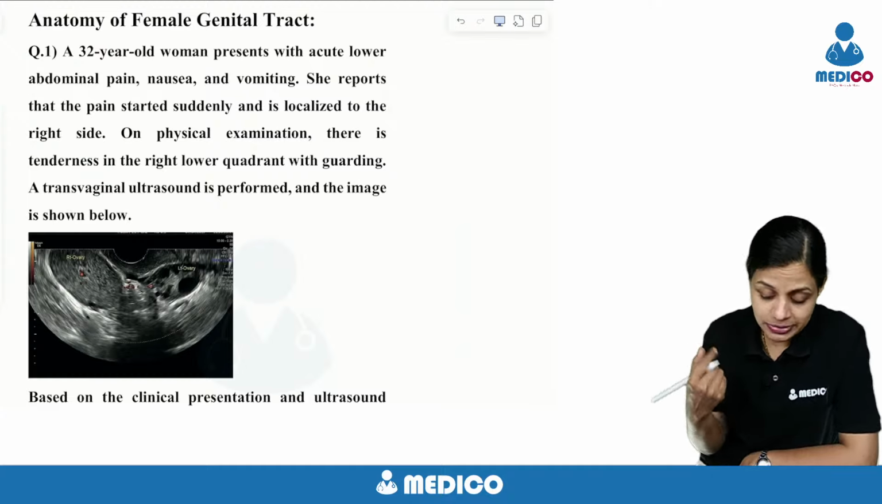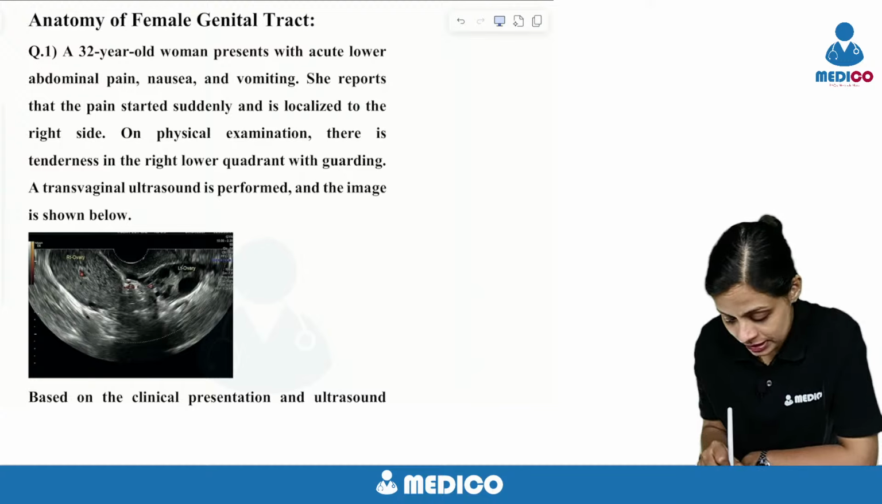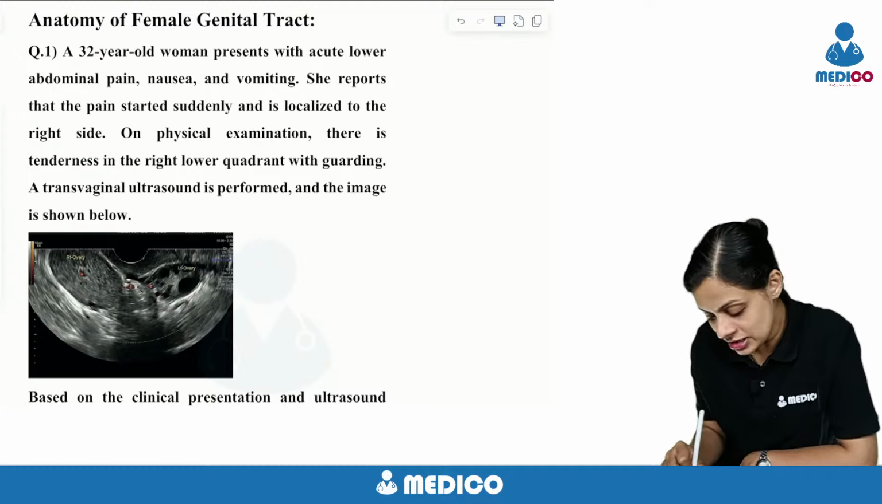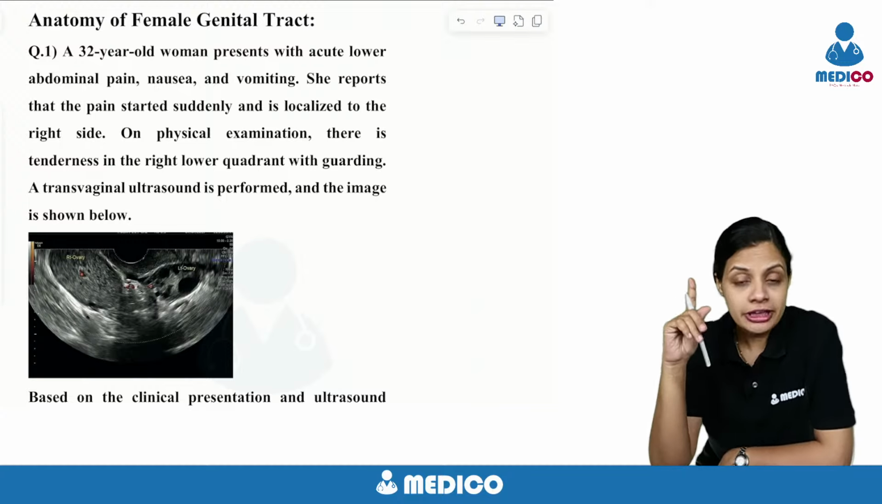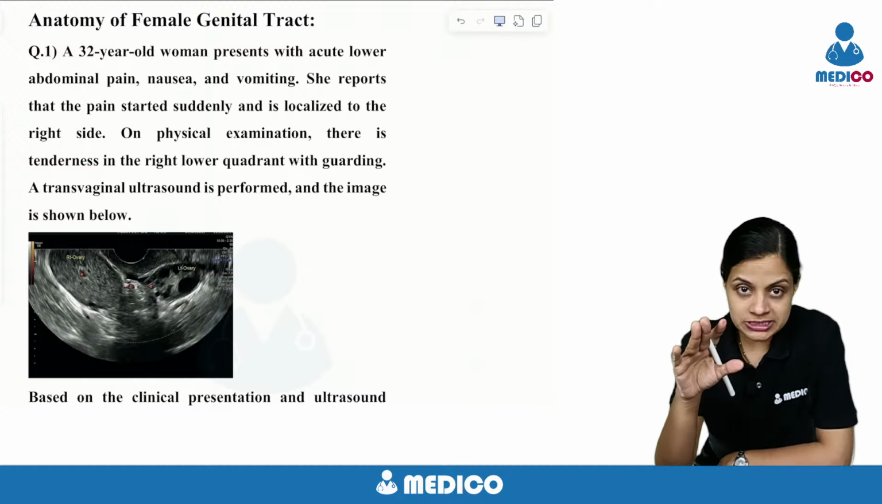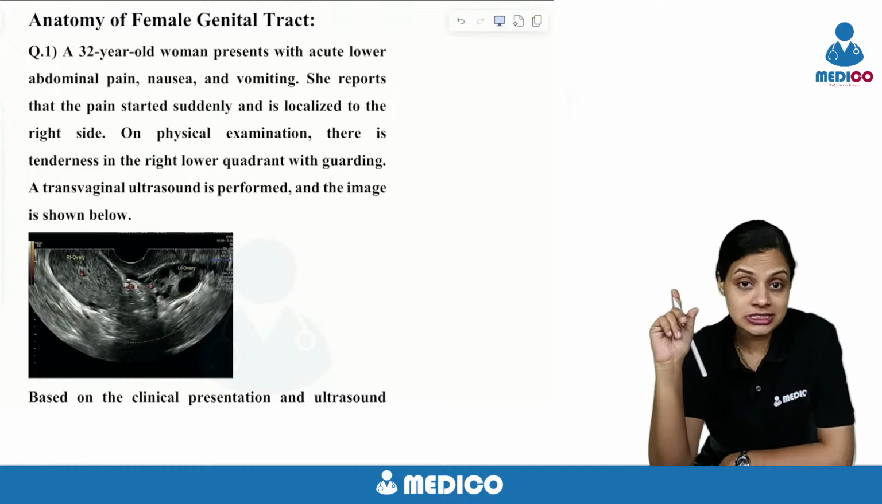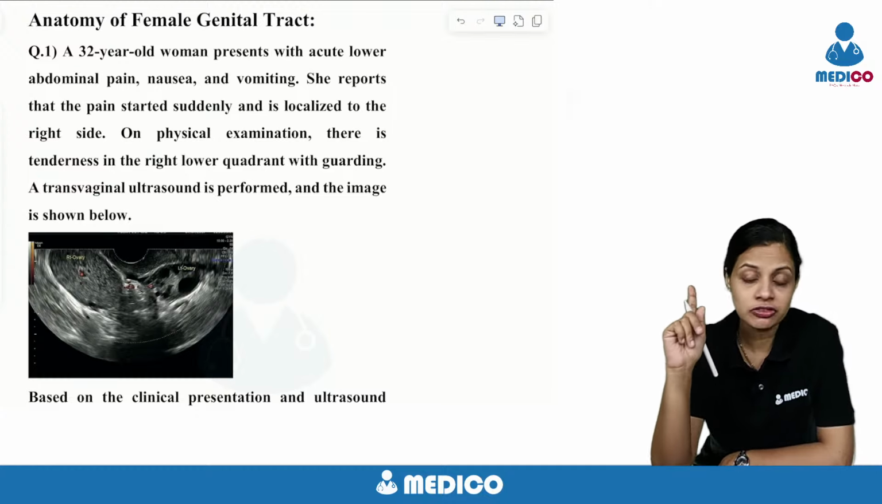Now, which is the ligament that prevents retroversion? The ligament which prevents retroversion is the uterosacral ligament. Please remember these two. If the uterus is going in for a prolapse, the first thing that happens is the uterus becomes retroverted. The first step for a prolapse is a retroversion of the uterus.